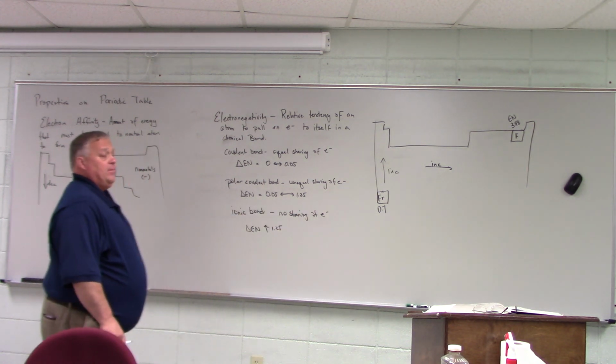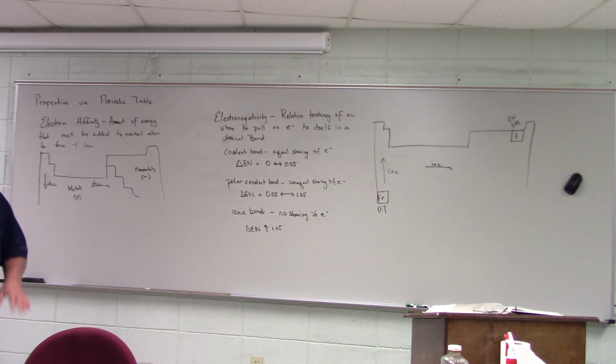Okay. Any questions on those four properties associated with the periodic table? Atomic size, ionic size, electronegativity, electron affinity. We're all good on that? Okay.